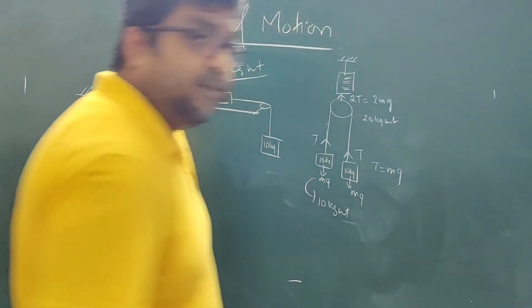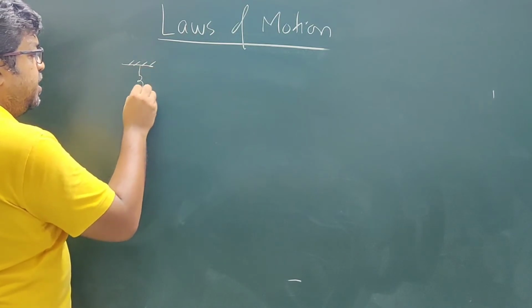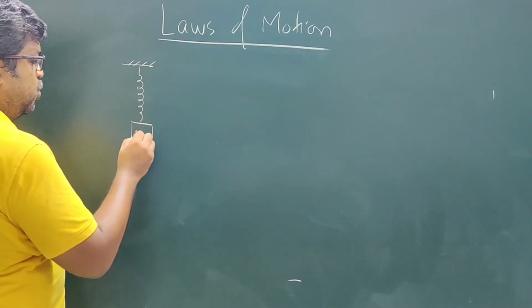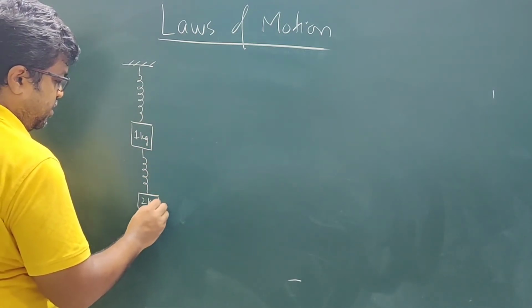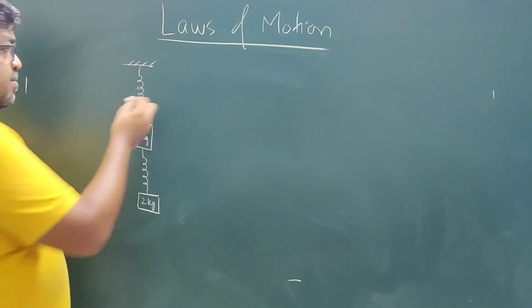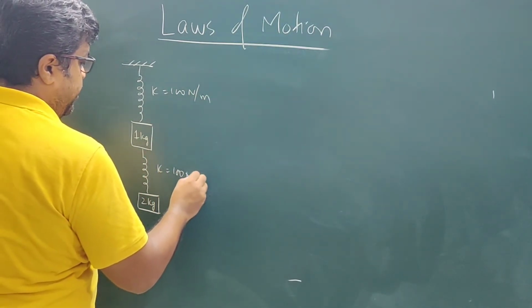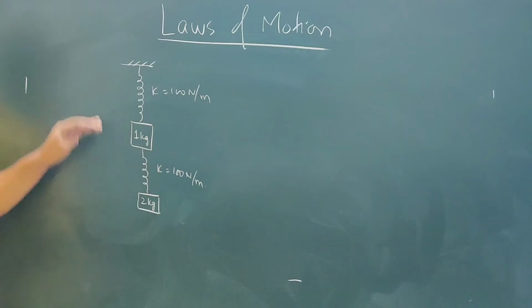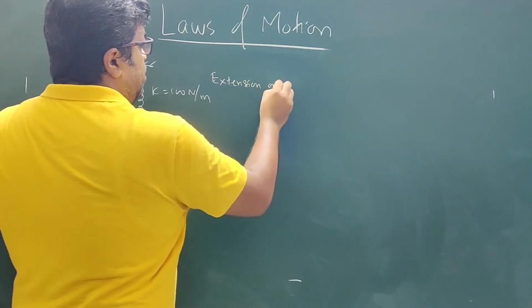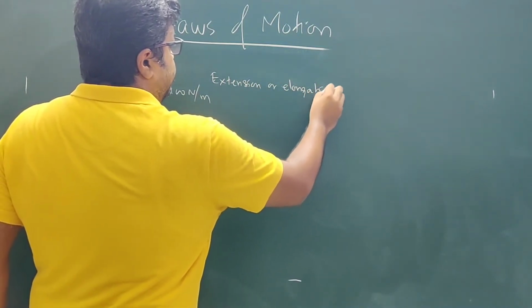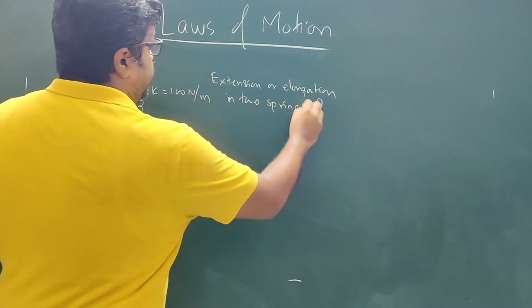Okay, so let's proceed. Let's see another example. Now suppose this is a rigid support, this is a spring, this is a load of 1 kg, another spring, and this is 2 kg. Both the springs are identical. Suppose K is equal to 100 Newton per meter, and this is also K is equal to 100 Newton per meter. We have to find the extension or elongation in the two springs. This we have to find.